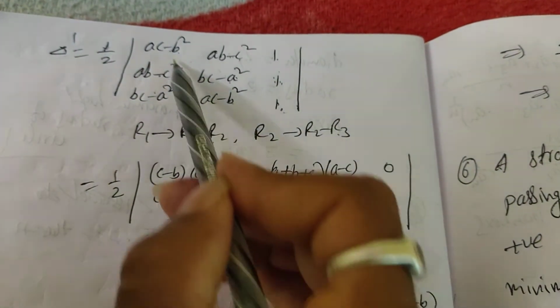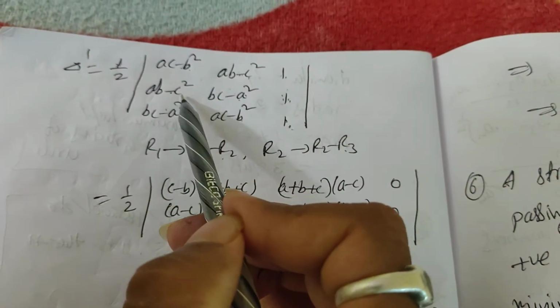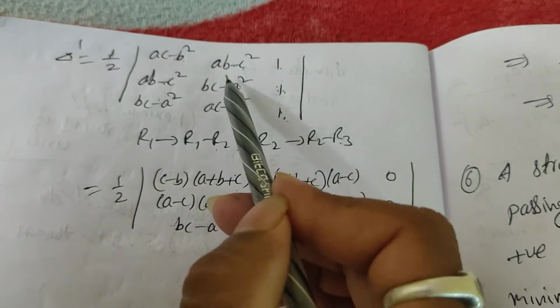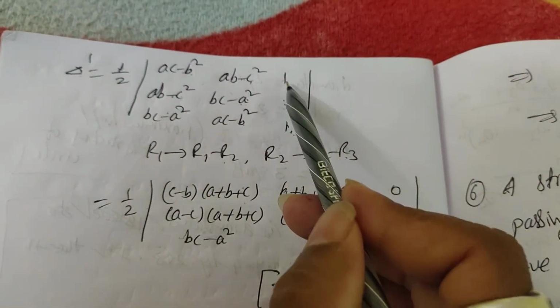Okay, here what you get, c minus b. So remaining all of them are a plus b plus c only. So c minus b means this to this one. So here a plus b plus c into you get a minus c. So this is only, so 1 minus 1 is 0.